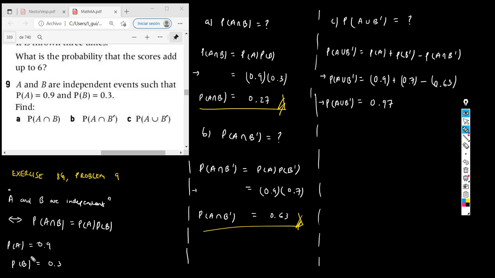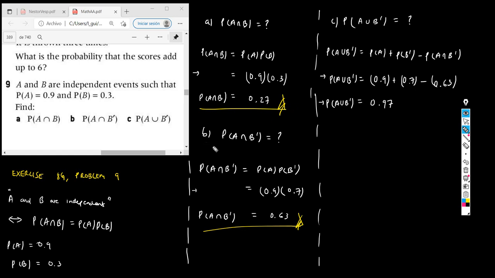pieces of information. Okay, so first question, the probability of A and B. It's equal to this. And this is quite simple, guys. Just read it. Just stop the video and read the algebra. It's pretty simple.